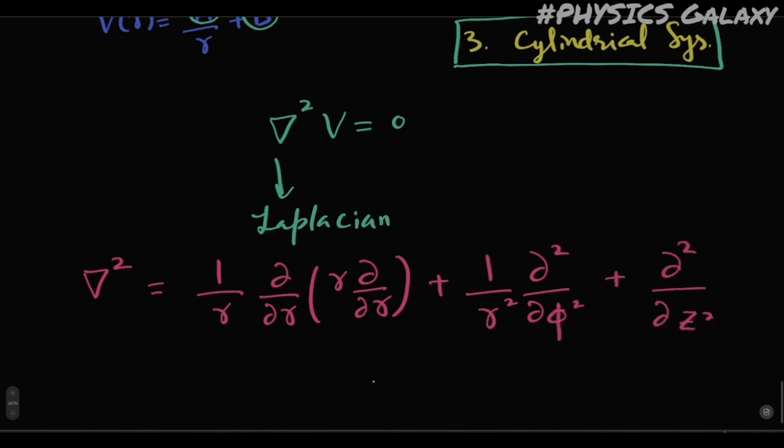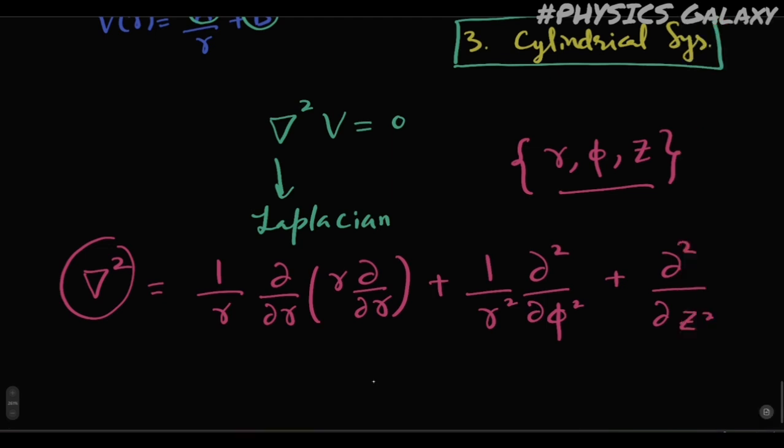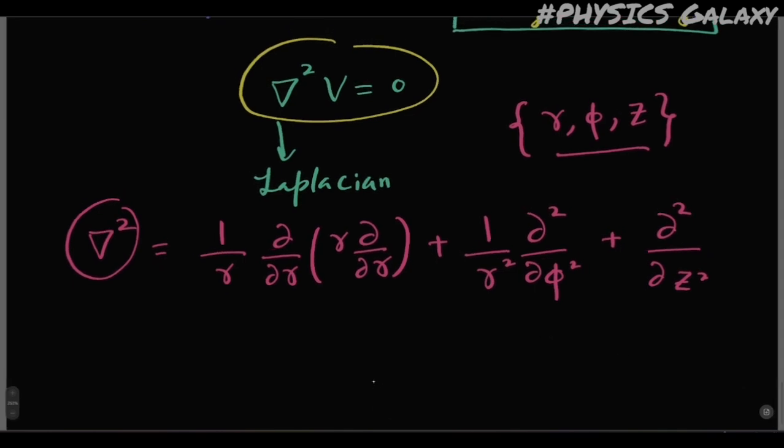Because we know in the cylindrical system there are three coordinates: r, phi, and z, which are perpendicular, orthogonal basis vectors. So we have written down our Laplacian. Then what we're going to do now is to simply solve this equation, del square V equals to 0.